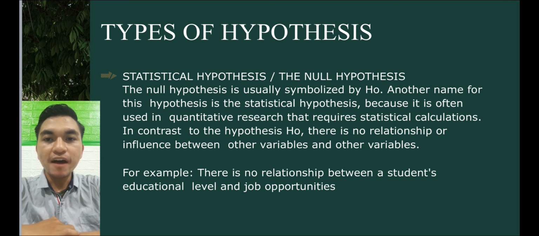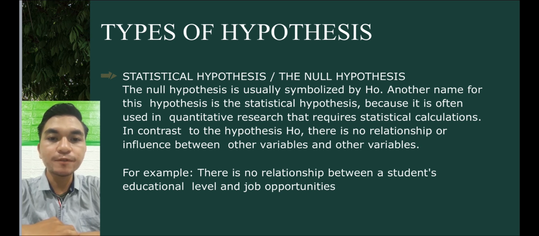The second type of hypothesis is statistical hypothesis or the null hypothesis. The null hypothesis is usually symbolized by HO. Another name for this hypothesis is the statistical hypothesis because it is often used in quantitative research that requires statistical calculations. In contrast to the hypothesis HA, there is no relationship or influence between one variable and other variables. For example, there is no relationship between a student's educational level and job opportunities.